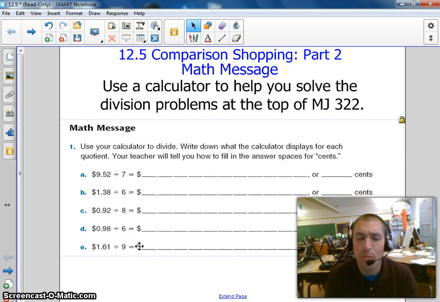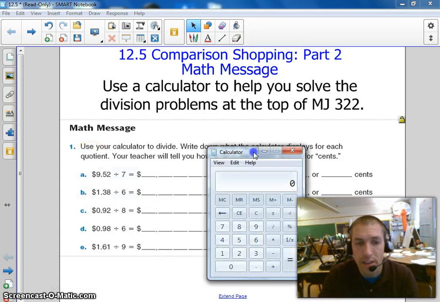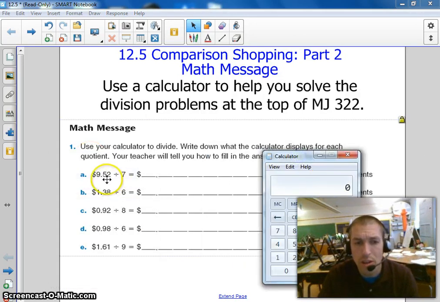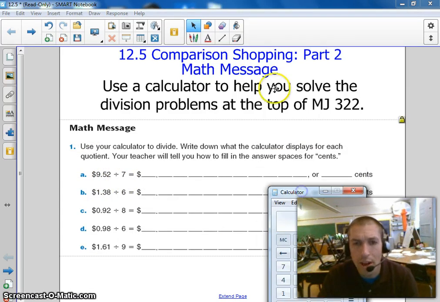Use a calculator, and I hope you have a calculator at home. If you don't, there probably is one on the computer. There's probably one wherever. Right here, I have my calculator. So what I want you to do is problems like this. $9.52 divided by 7 will give you 1 and 36 hundredths.